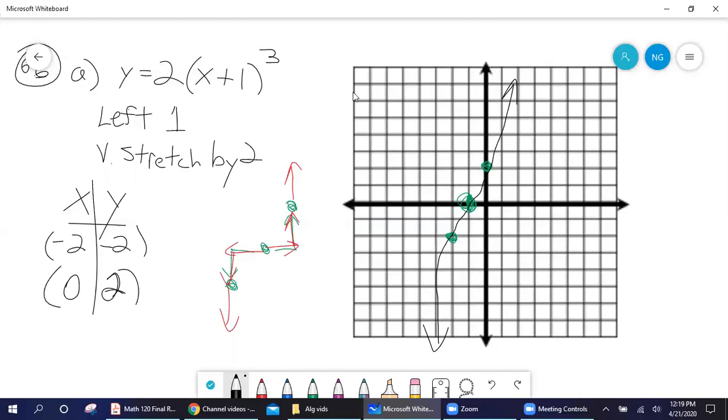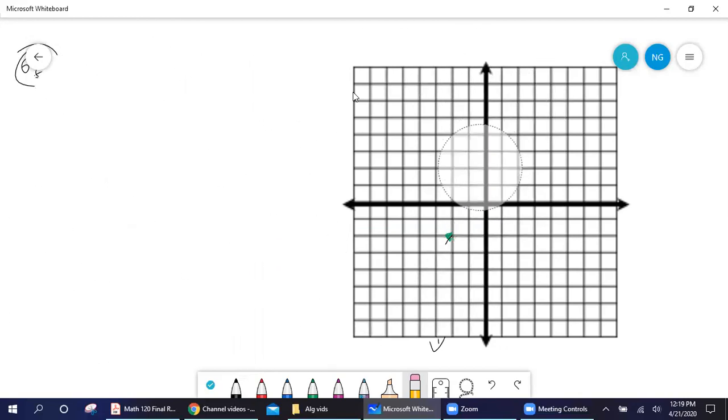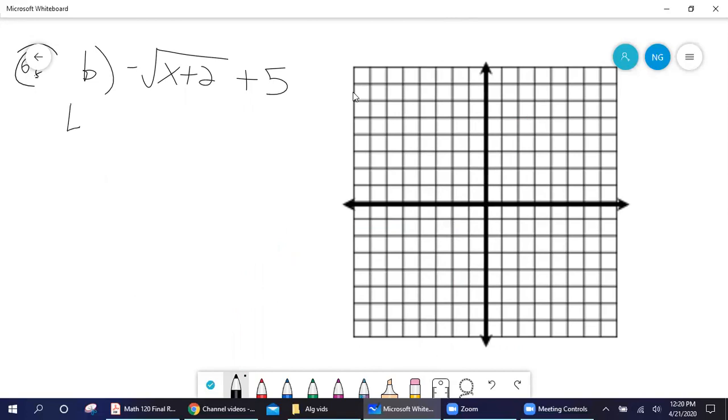For letter B, my function is -√(x + 2) + 5. Again, I like to list what's happening, starting with what's happening to the x. +2 is going to mean go left 2. The negative outside is going to cause an x reflection. The +5 is going to move this up 5.